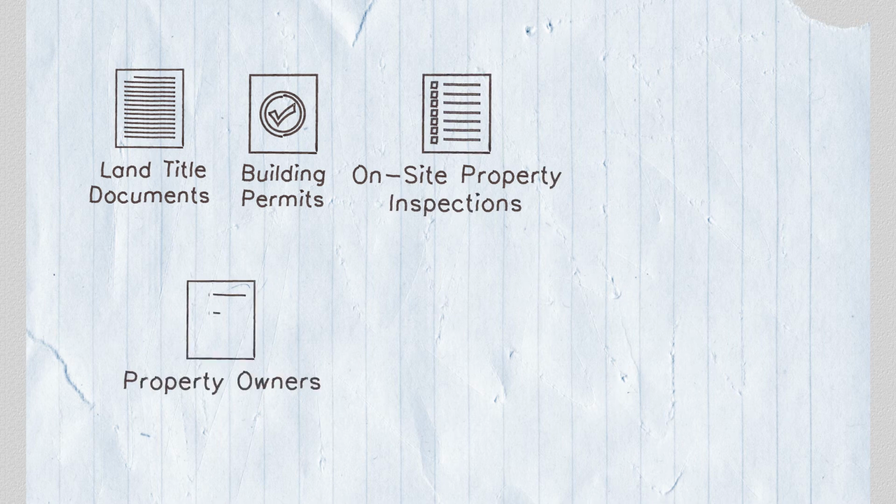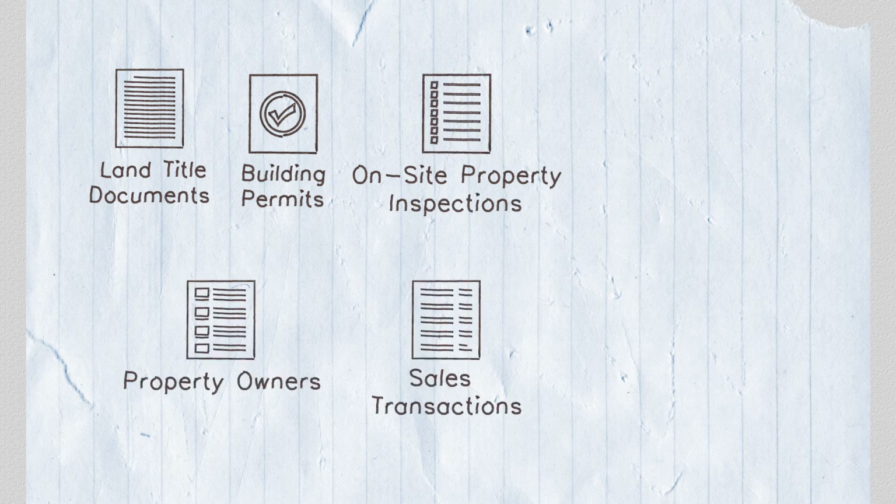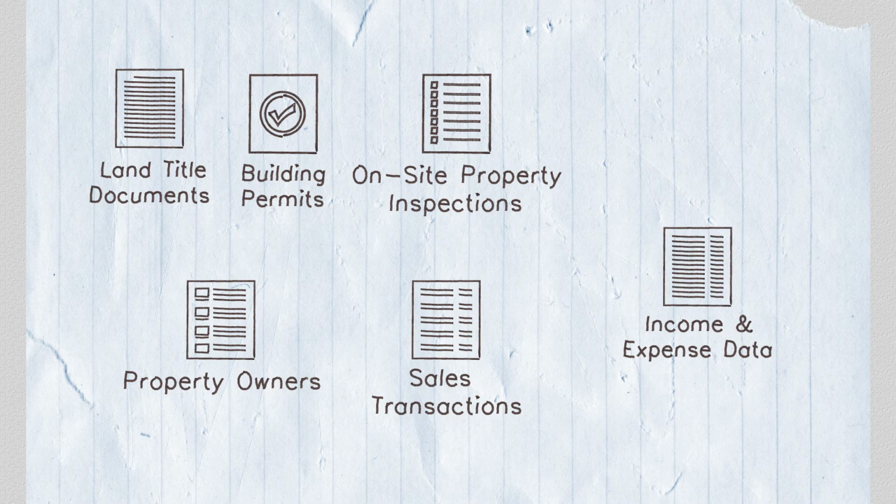MPAC collects data from a number of sources, such as land title documents, building permits, on-site property inspections, property owners, and sales transactions. For income-producing properties, such as retail plazas, it is important for property owners to provide MPAC with the income and expense data necessary to accurately assess and classify business properties.